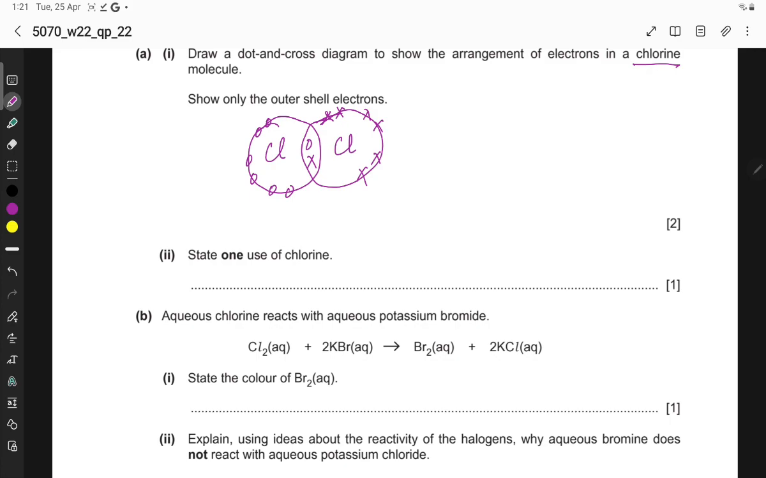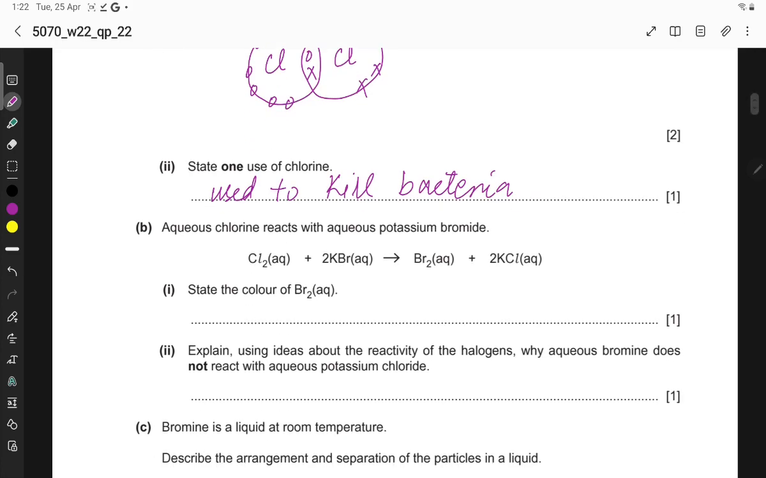So next question is: state one use of chlorine. Chlorine is used to kill bacteria or germs in water.